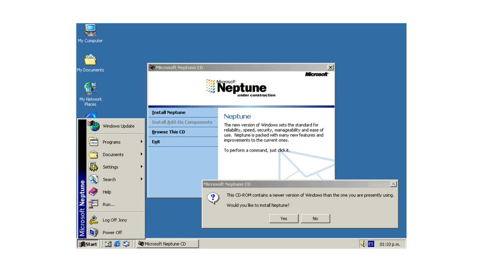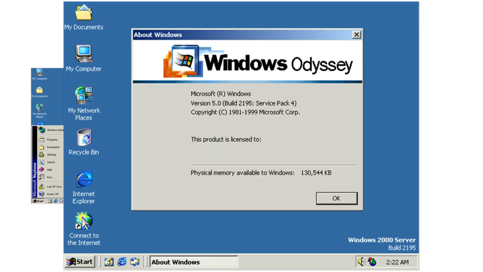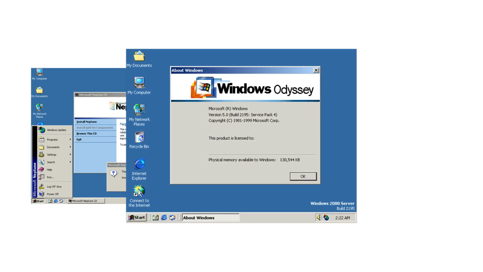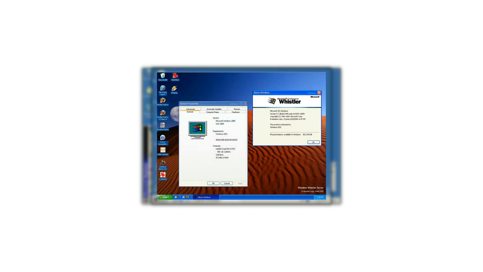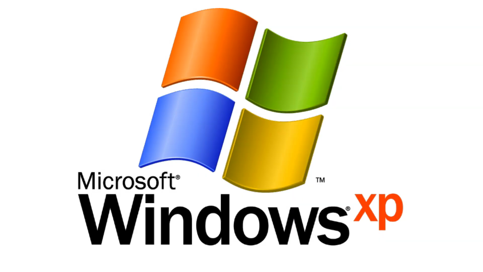Here's another fun fact. Microsoft planned a consumer version of Windows 2000, which was codenamed Neptune. There was also a plan for a successor to Windows 2000 for business customers, which was codenamed Odyssey. The two projects were eventually dropped as individual operating systems and were merged to form a project under the codename Whistler, which would eventually end up as the legendary Windows XP.